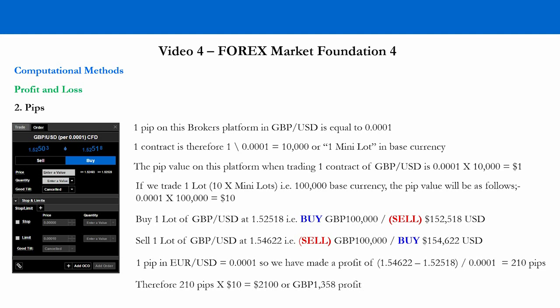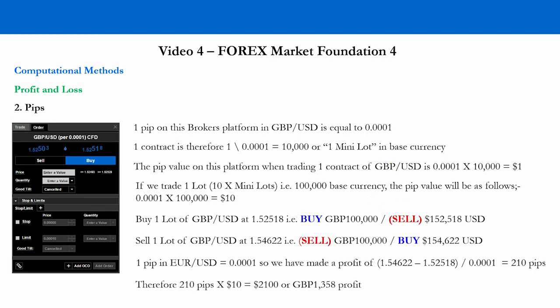So 100,000 base currency. The pip value will be as follows. It will be spot 0001 times 100,000. So we're basically just multiplying the pip value in dollars by 10. And you'll see that the pip value as well, in all cases, is denominated in the quote currency.